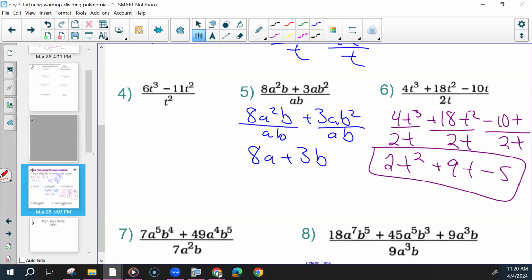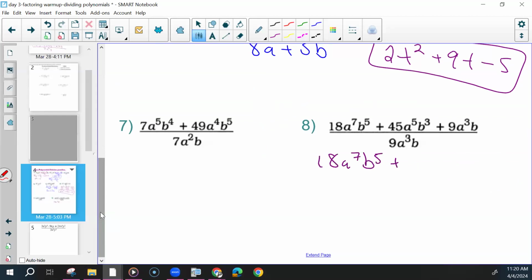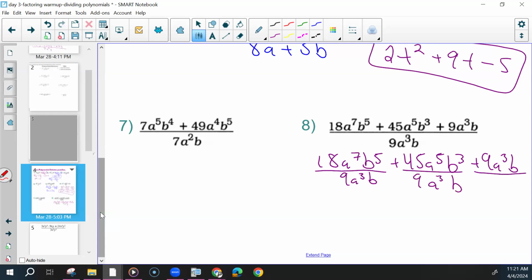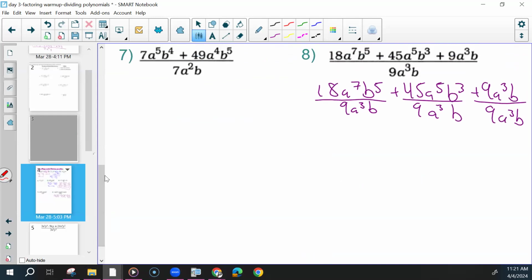Okay. 8 separate or GCF? Okay. So if we separate that one, put each one over 9a to the third b. And what would be left when we divide?